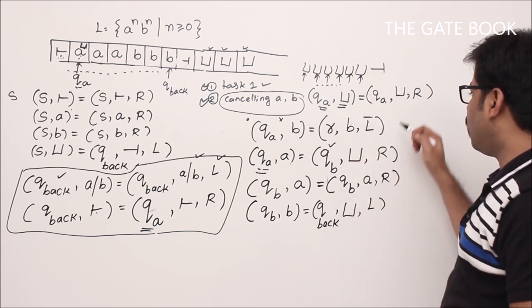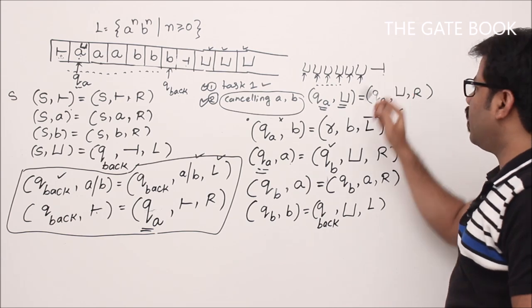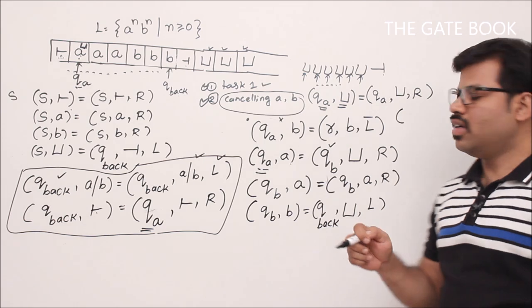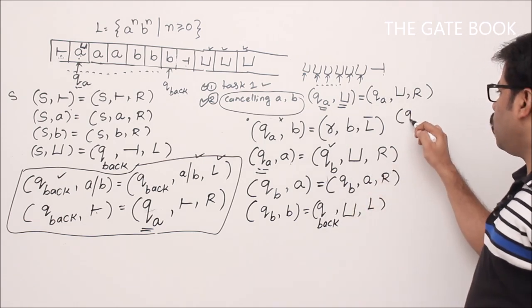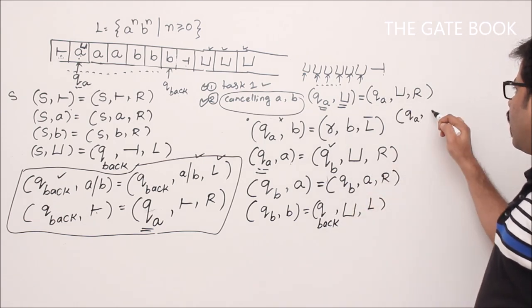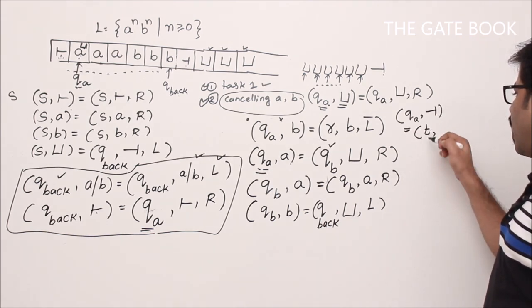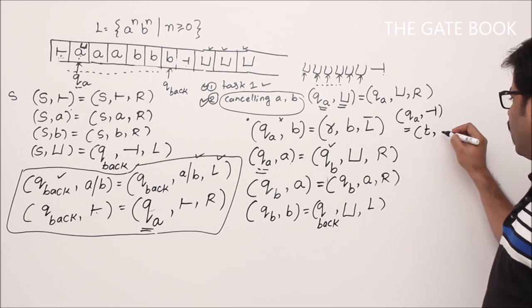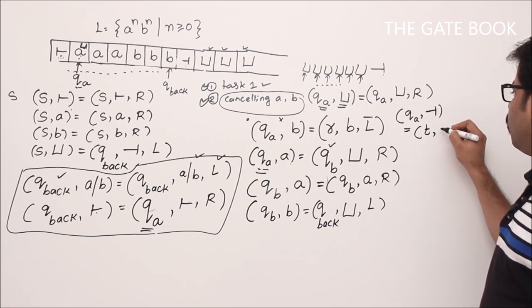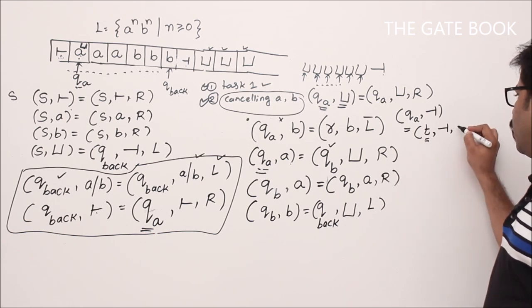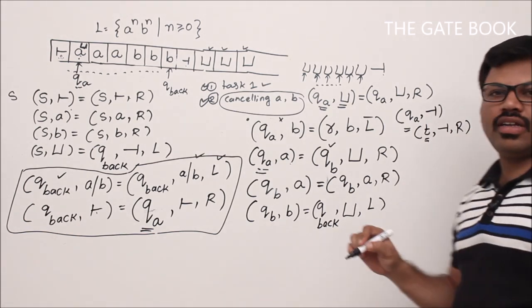Whenever QA sees the right end marker, now you tell me, what does it mean? An equal number of A's and B's got cancelled, so definitely I can say that QA on this right end marker is the happy state, the final state, because I am going to accept the string. That's why T is the state. Now the symbol, your wish, anything you can keep. Already we are in the final state, you can go right or left, it doesn't matter.